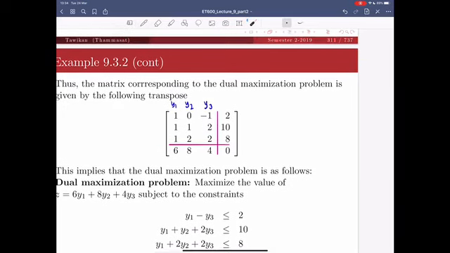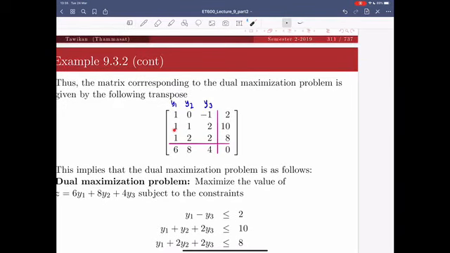Out of the second row of your transpose matrix, you get the second constraint of your dual maximization problem: y1 plus y2 plus 2y3 must be less than or equal to 10, which is this guy. Out of the third row, you get the third constraint of your dual maximization problem: y1 plus 2y2 plus 2y3 must be less than or equal to 8, which is that constraint.